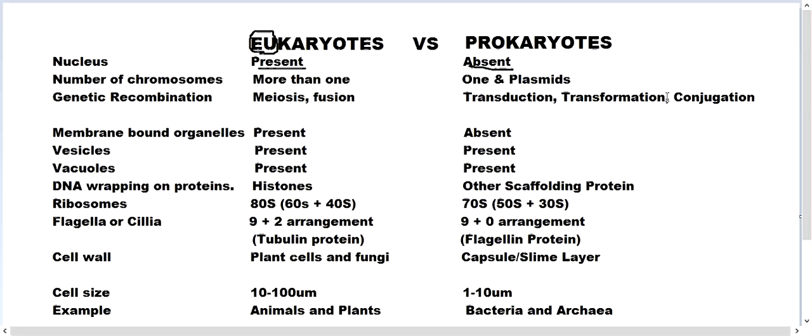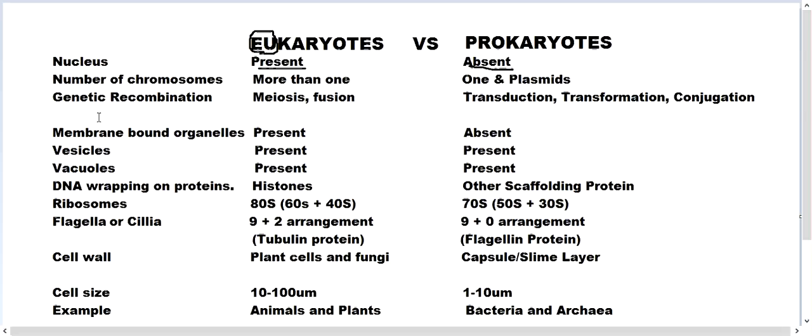Conjugation is another such process. It can be called sex in bacteria. Bacteria can do sexual reproduction through conjugation, in which pili are formed, and one bacterium called the F plus, which has the F plus plasmid, can transfer its plasmid to another bacterium, the F minus, which doesn't have it, through the conjugation tube. That will also be a discussion for a separate video. So that was the difference between eukaryotes and prokaryotes on the basis of genetic recombination.